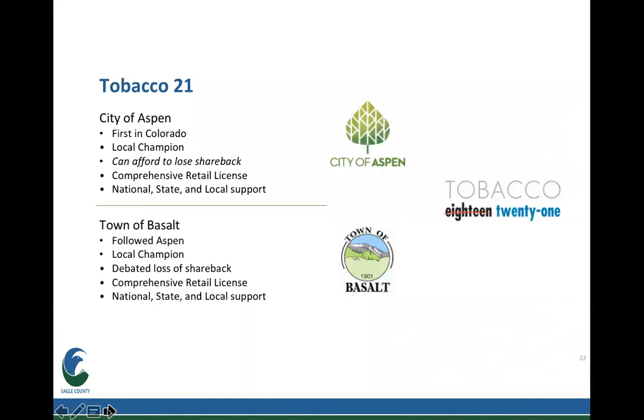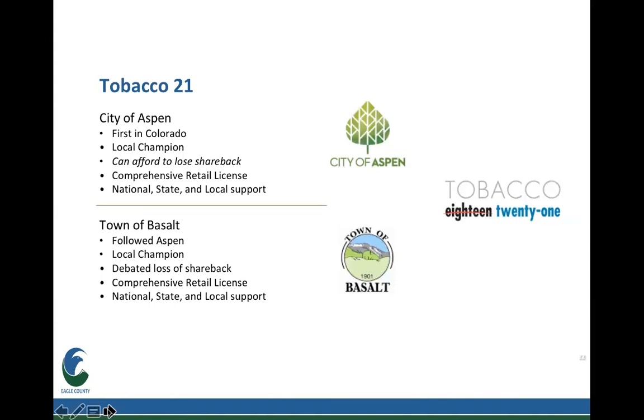So we worked together with Aspen, with the council. Aspen has always had a reputation of being kind of unique. So they were not concerned with their tax revenue loss. They have quite a healthy tax revenue base, and losing that share back was not an issue for them. So this was a big win in terms of seeing that go forward. And they also wanted to ensure that cigarettes were included in the license, and really set themselves up for success.